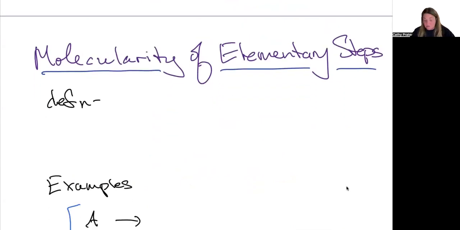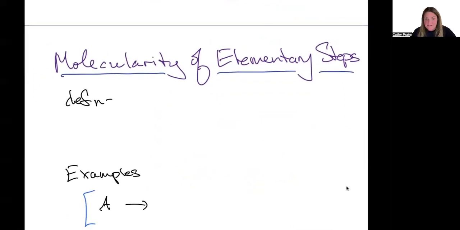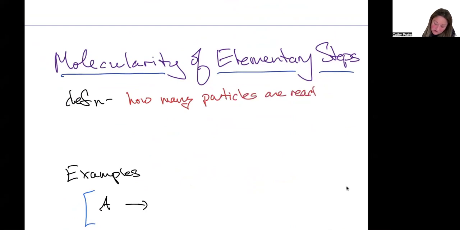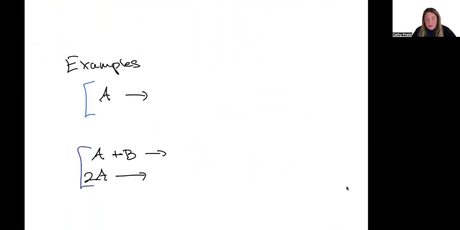There's a term that we'll use called the molecularity of elementary steps. It's a really easy thing to do. Molecularity is how many particles are reacting. Your choices are really going to be one, two, or three, but there's terms for it. So in our first example here, we would say that this is unimolecular. We would just have one A compound, it would have to be breaking down into something else, most likely. Our next choice would be bimolecular.